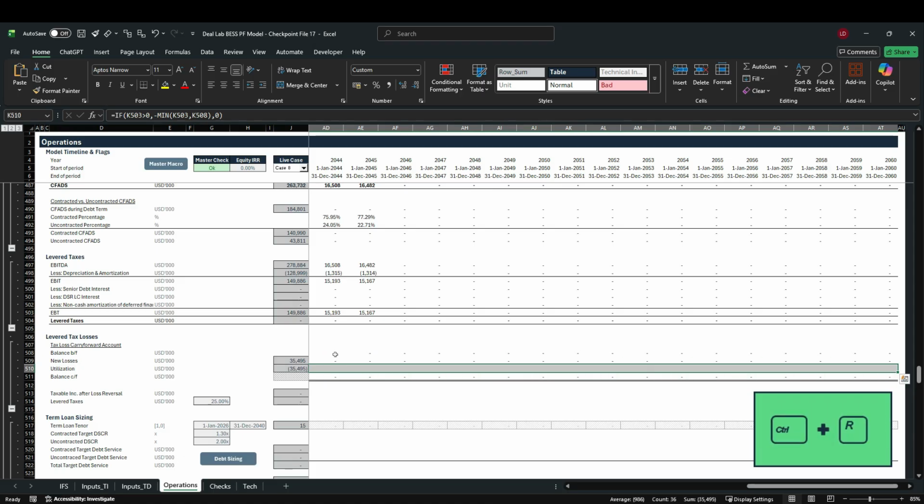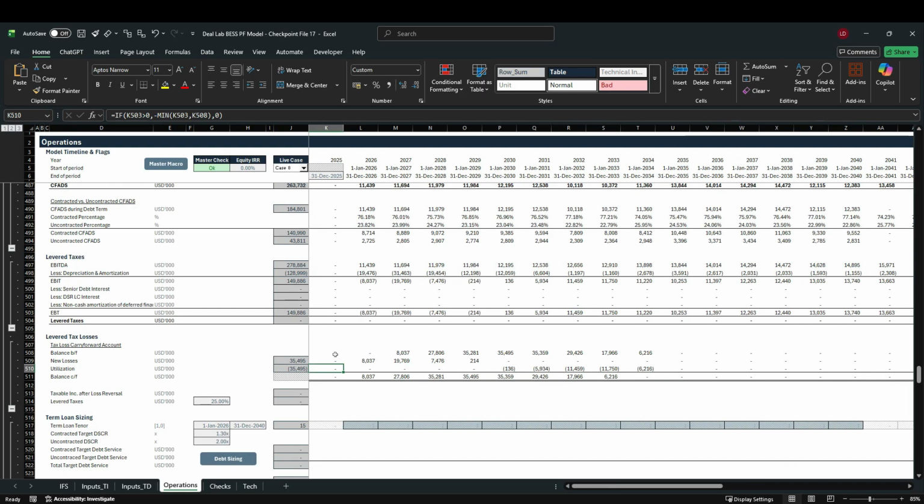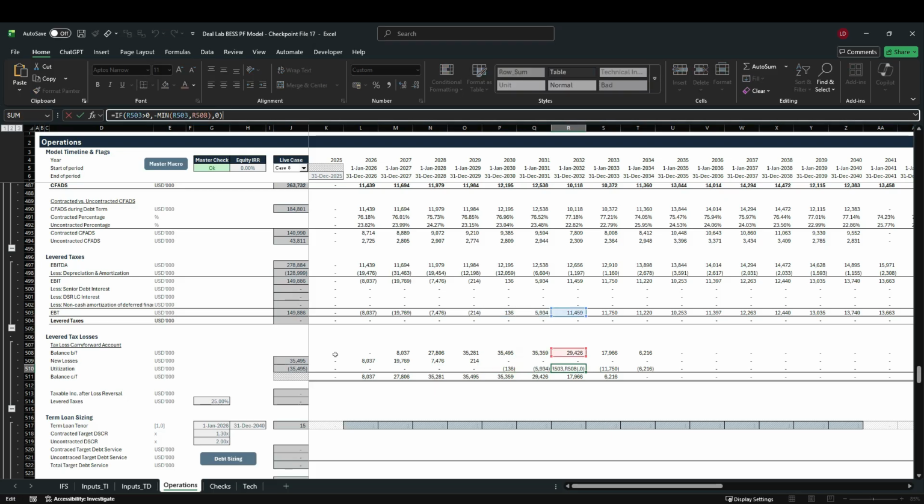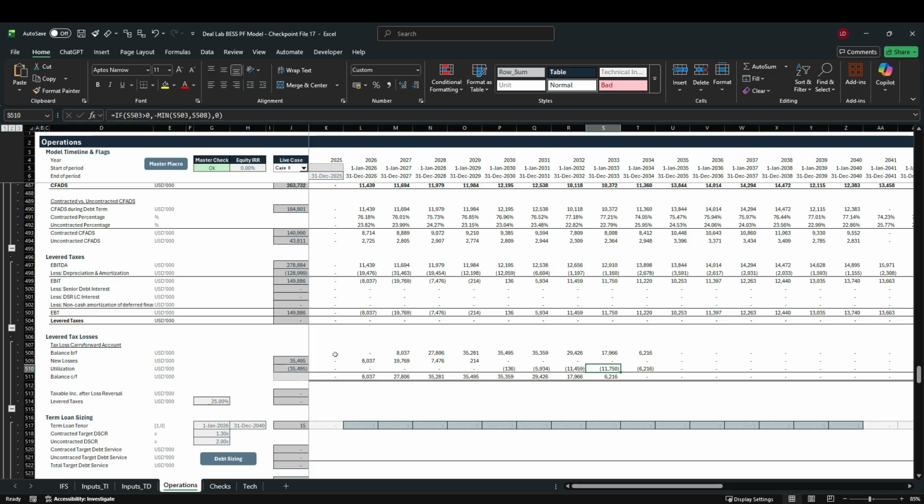Let's see if it worked. Control R. And you can see we offset our taxable income in year 2030, 2031, 2032, 2033, and partially in 2034.